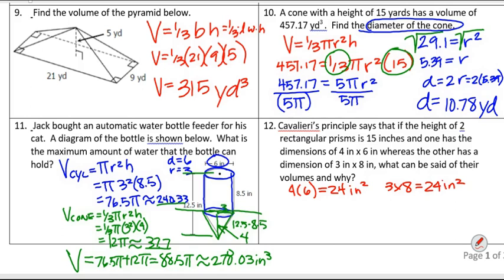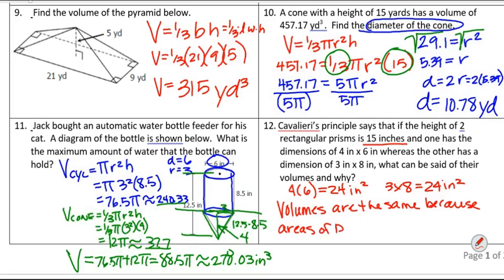And it says here that they were both the same height, right? So they were both 15 inches. So what can we say about the volumes? Well, the volumes are the same because the areas of the bases are the same and the heights are the same.